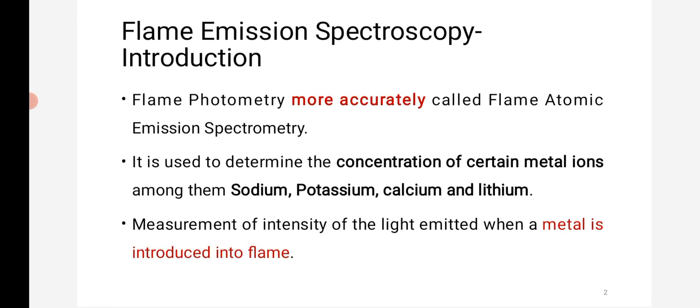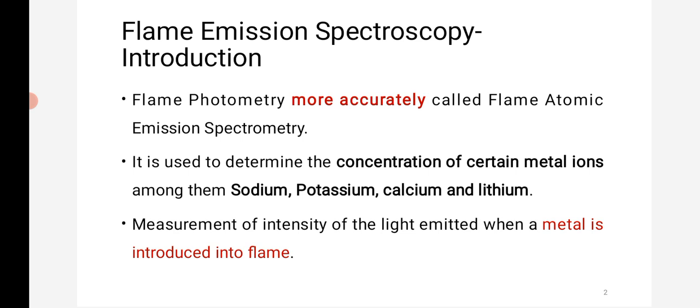So, flame emission spectroscopy, introduction. Flame photometry gives more accurate results. So it is called flame atomic emission spectrophotometry or flame atomic emission spectrometry. It is also used to determine the concentration of certain metal ions, among them sodium, potassium, calcium and lithium.